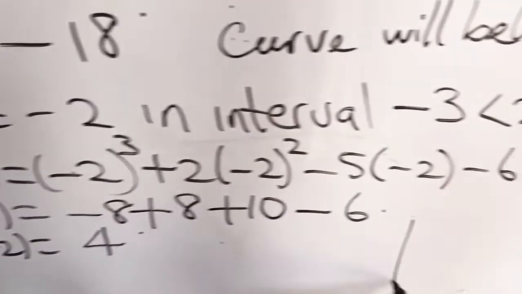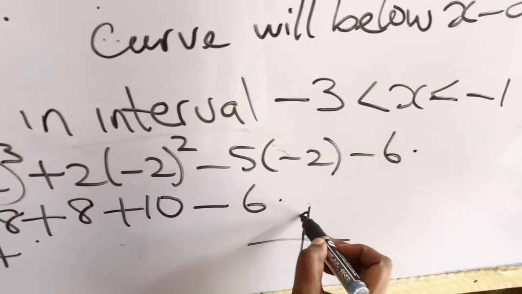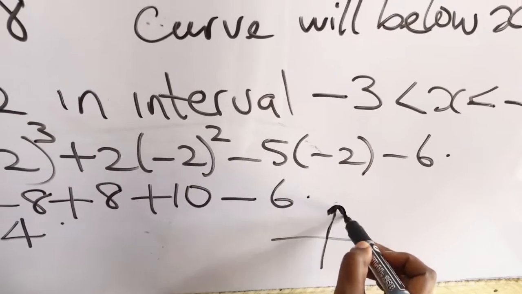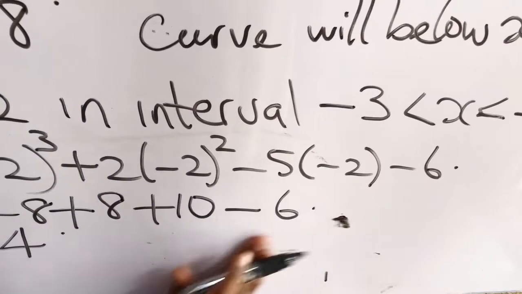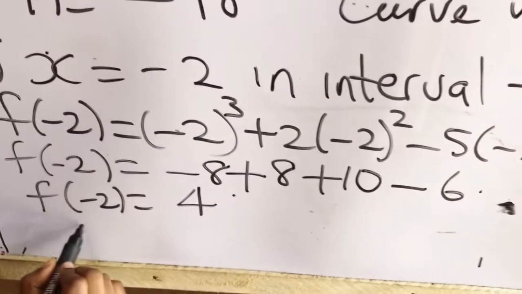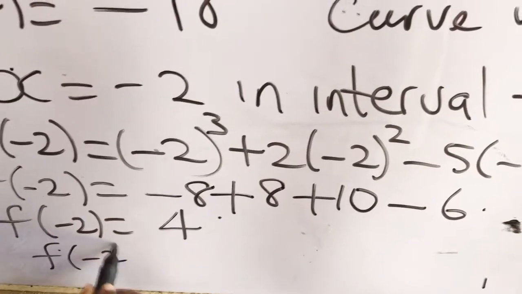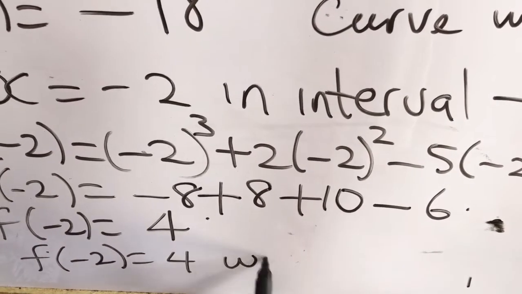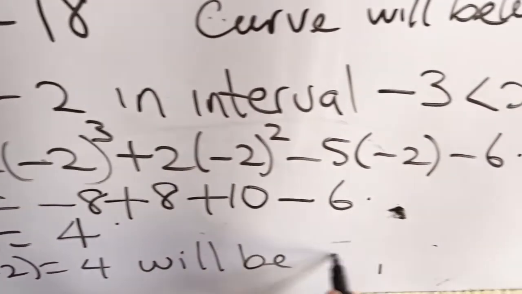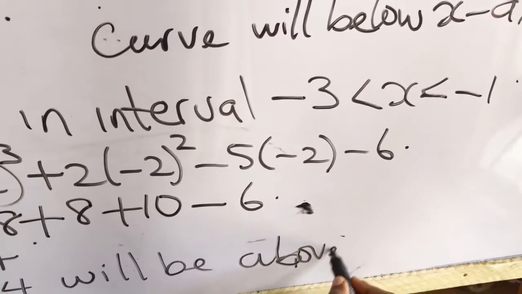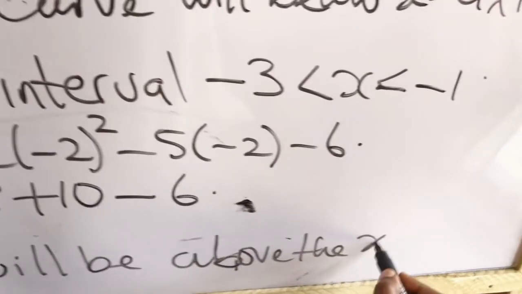So if you quickly check, you see that this one will be above the x-axis. So f of minus 2 is equal to 4 will be above the x-axis.